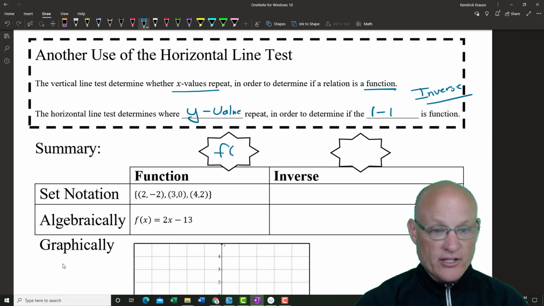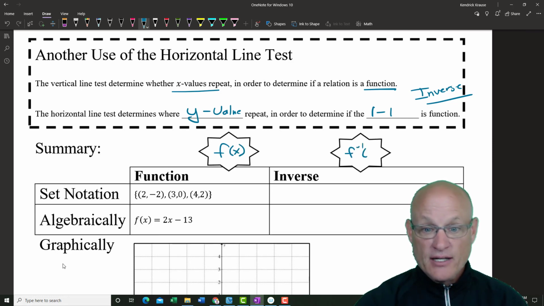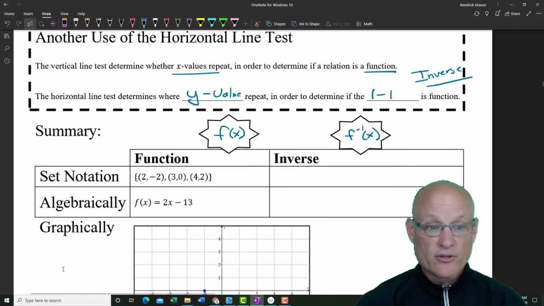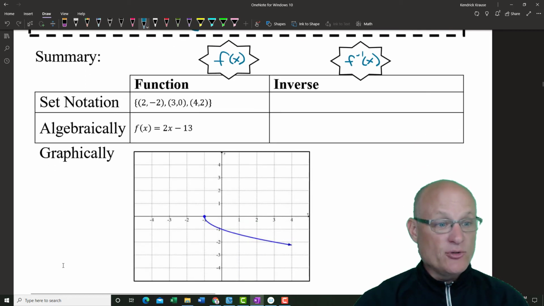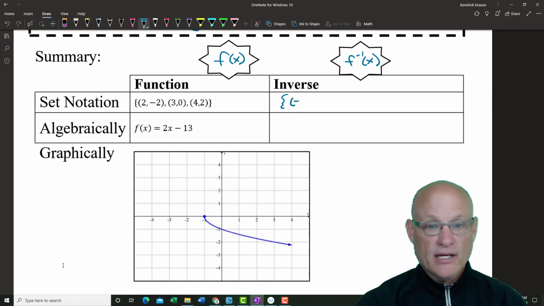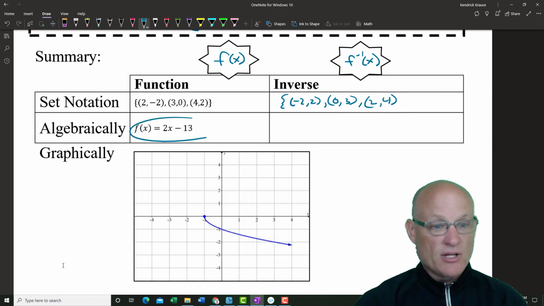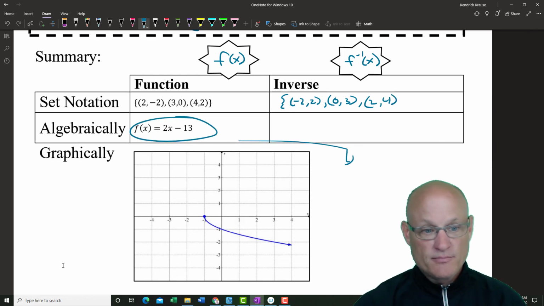F of x is the notation for function. F inverse of x is the notation for inverse. Now, if I gave it to you in set notation, to find the inverse, you switch x and y. -2, 2. 0, 3. 2, 4. If I give it to you like this, you have some work to do.